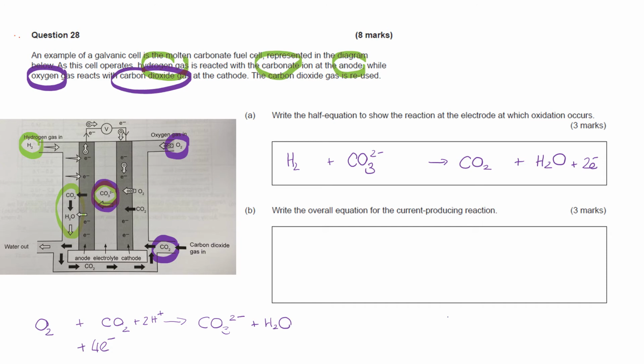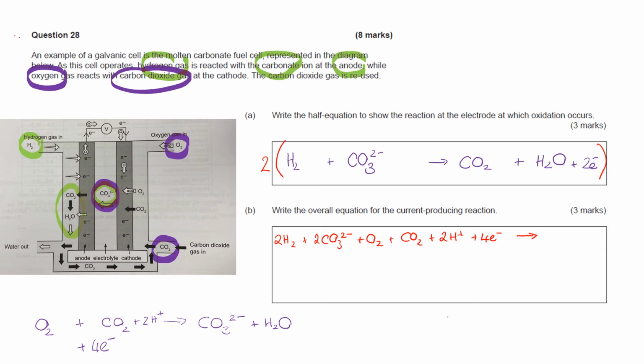Now to balance and put them together, we need the same number of electrons given as are taken. So we need to times this one by 2 to ensure that we get 4 electrons given and 4 electrons taken, and then we need to write it out in full. So we've got 2H2 and 2 carbonates from that first equation, the oxidation equation, and we've got oxygen, and we've got CO2, and we've got hydrogen ions. We've got 4 electrons. There's our reactants.